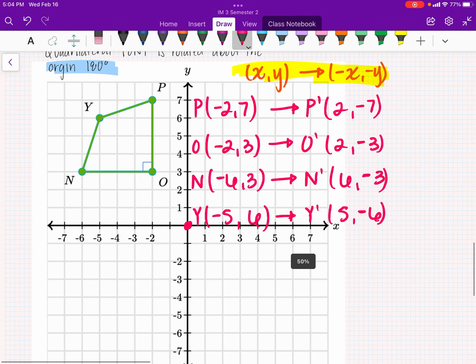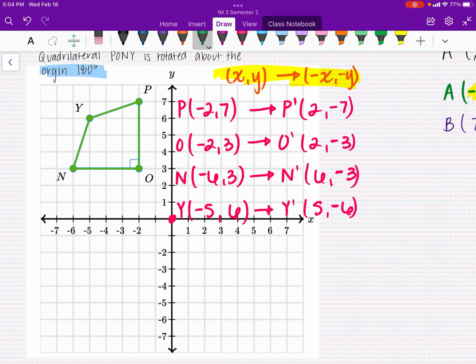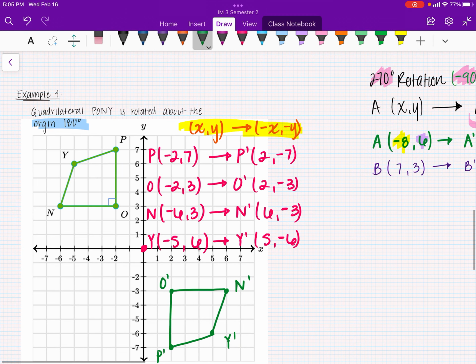Now, if I were to plot those points, let's go ahead and actually plot them. I have (2, -7) down here, and this is P prime. And then we have (2, -3) up here, and that is O prime. And then we have (6, -3) here, and that is N prime. And then Y prime is (5, -6), which is there. So if we connect these, we are going to have our shape rotated 180 degrees.